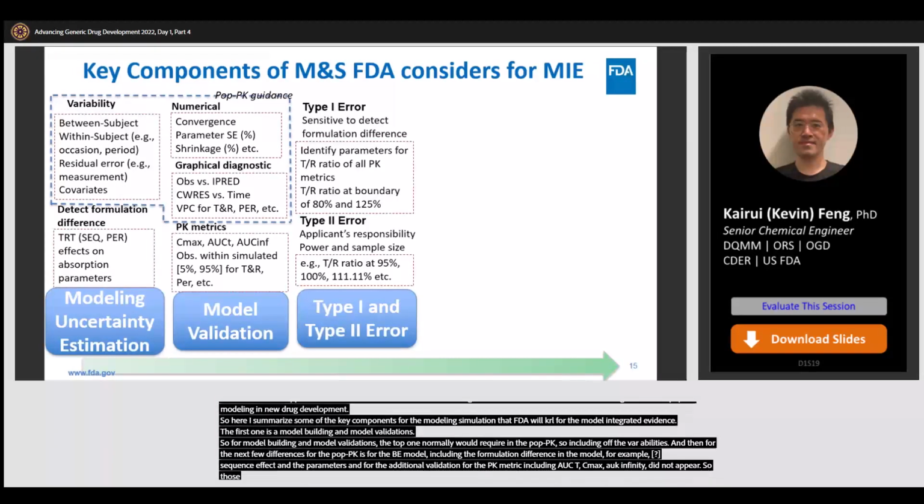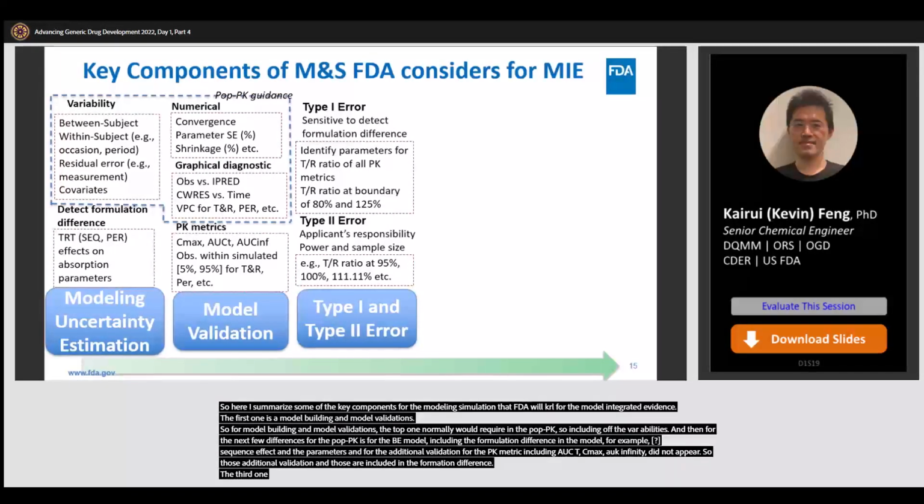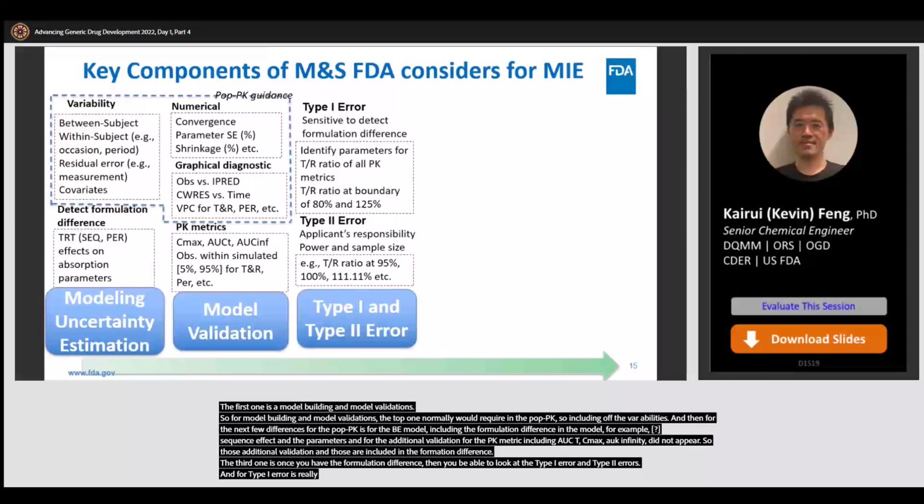The third one is, once you have the formulation difference, then you are able to look at the type 1 error and type 2 errors. And the type 1 error is really to look at whether your model is able to detect a formulation difference, and whether your model has sufficient power and sample size.